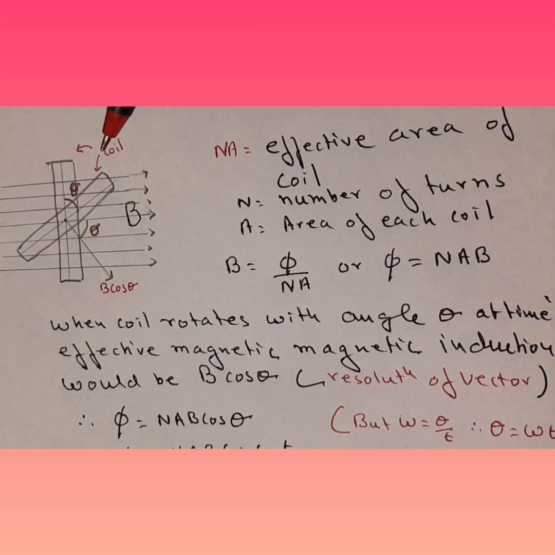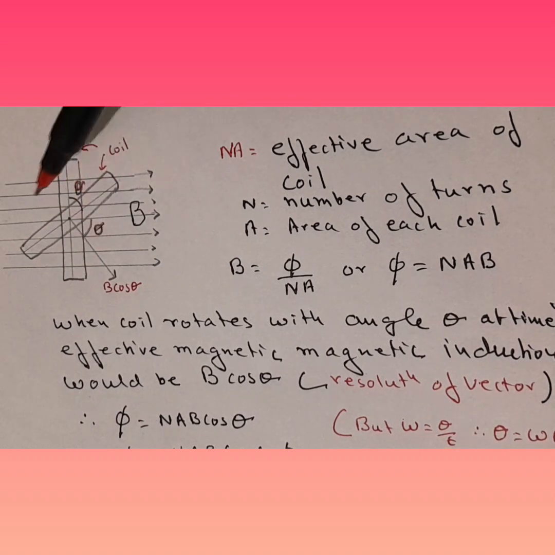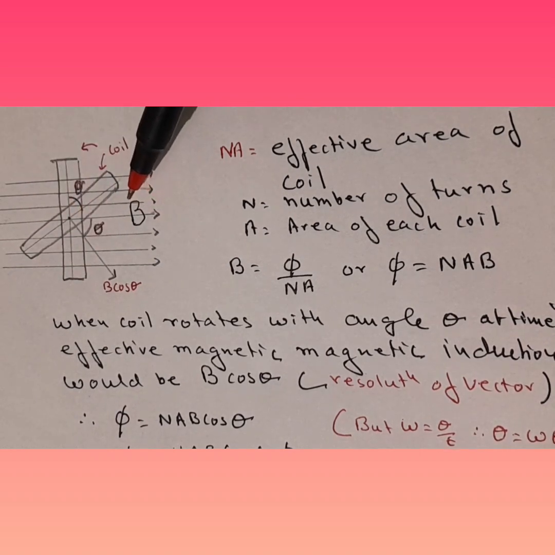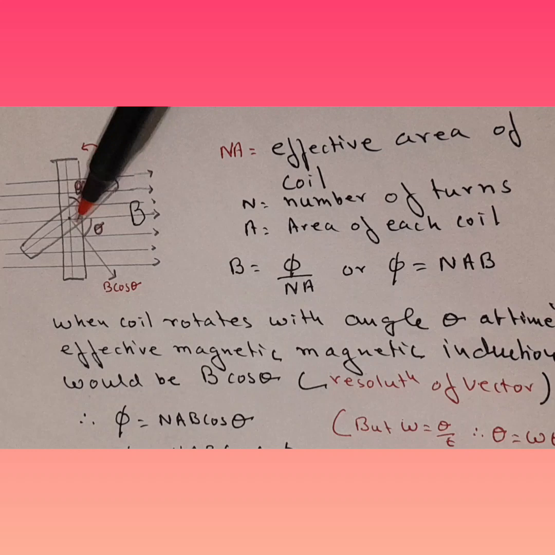Now let's understand how alternating current is generated. Assume this to be a coil and a magnetic field passing through it. We know EMF would be generated only when it is cutting the lines of force B, or rather when the coil is rotating this way.